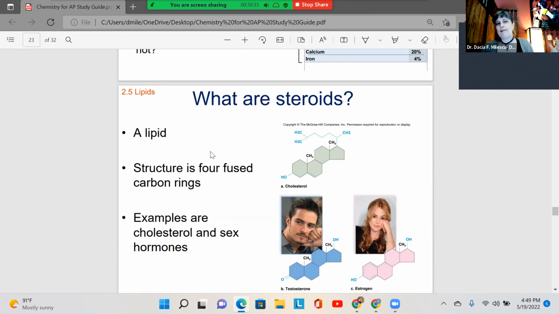Okay, what other fats are there? Guess what? Steroids. All kinds of steroids, all right? And we're not just talking about testosterone and estrogen. We're talking, for example, about the cholesterol in your body, the LDL and HDL, the low density lipoprotein and high density lipoprotein. All right. So the structure is always going to be 4 fused carbon rings. That's what a steroid looks like.